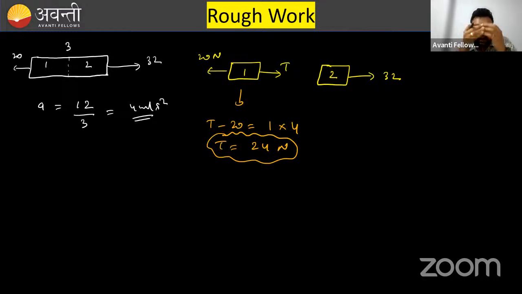मैंने फिर से बोला, अगर मैं इस पॉइंट पर ध्यान से देखूं, जैसे ही मैं इस पॉइंट पर फोकस करूंगा तो मुझे क्या फील होगा? Just imagine yourself at this point. If 2 kg is being pulled by 32 Newton force, this part of this block or this rod is applying some force on 1 kg block. That force I have mentioned as T. And this whole system is moving with some acceleration 4 meter per second square. So you can write T minus 20 is equal to mass into acceleration. So T is coming out to be 24.